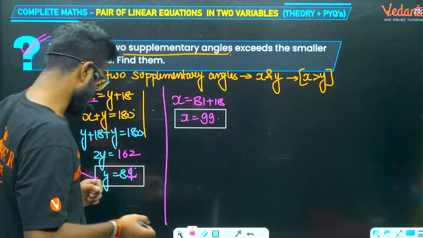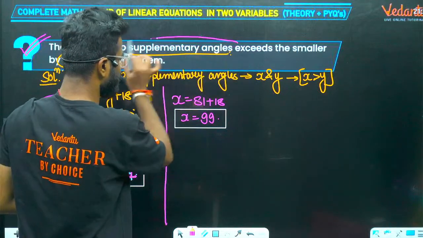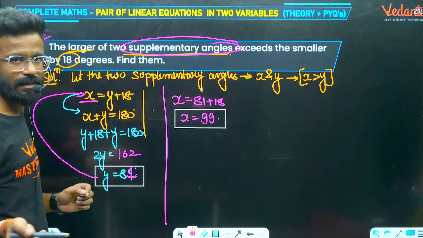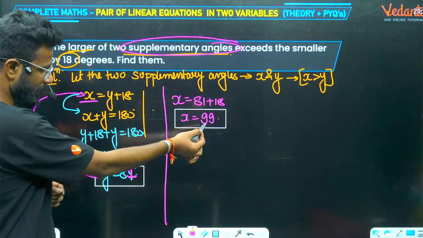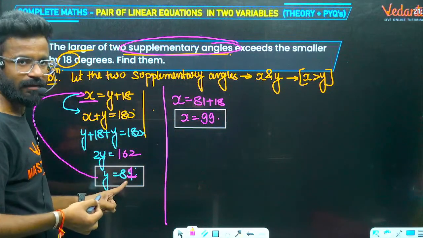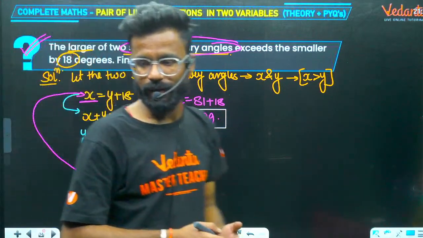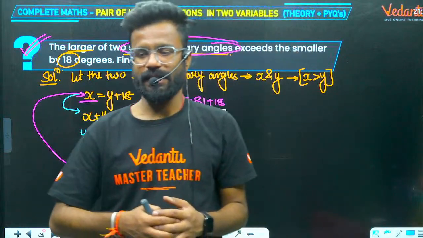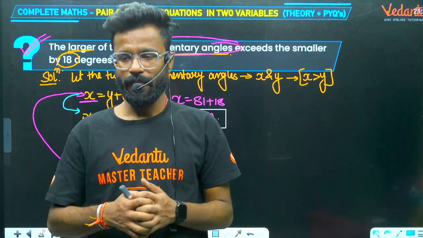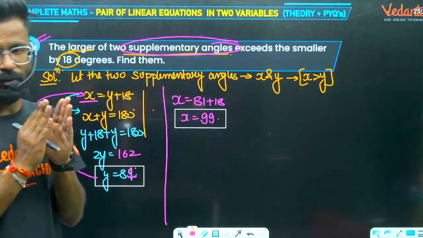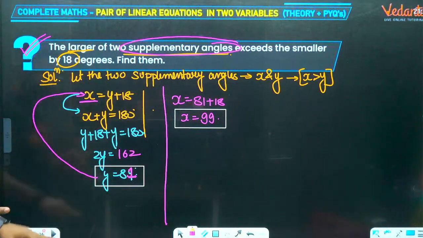You can check also. We know that supplementary angles, the two angles sum up to 180 degrees. 99 plus 81 is 180 degrees. Simple. Yes. Okay, y equals 81 and x equals 99.